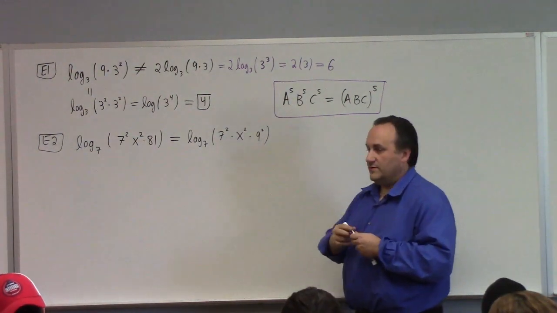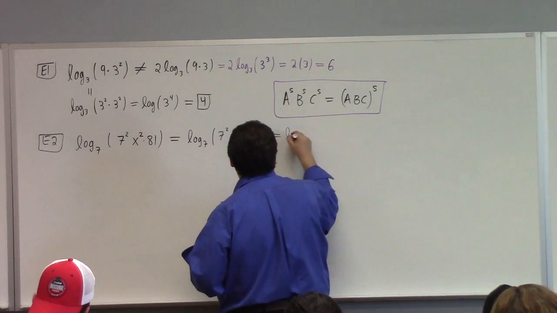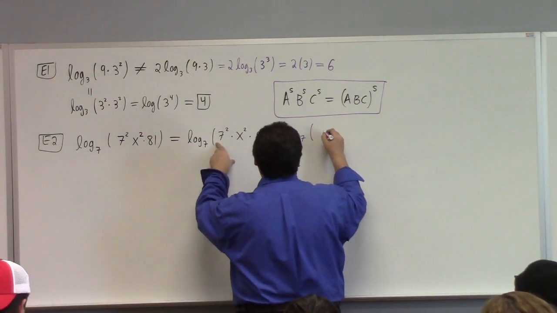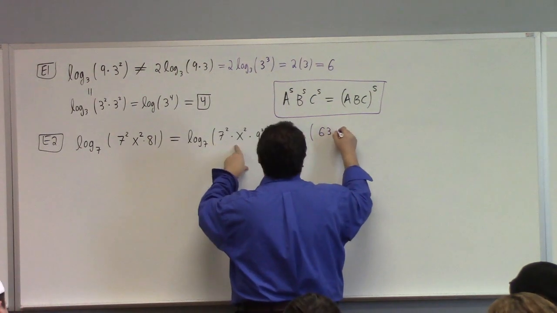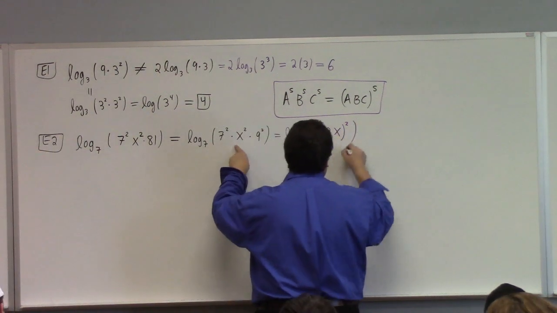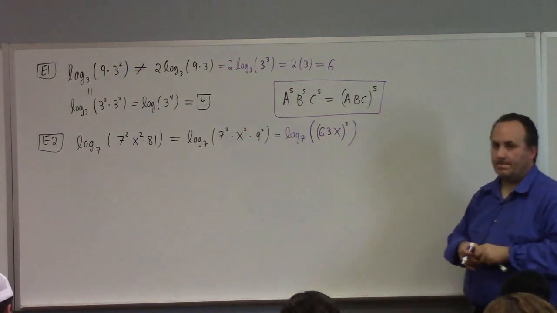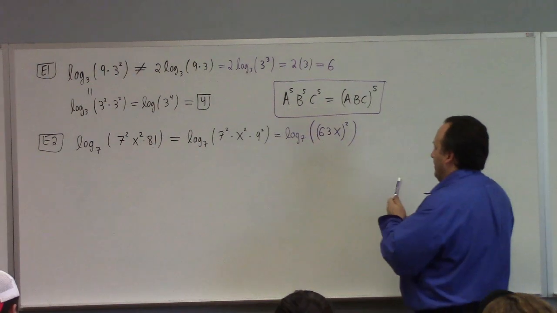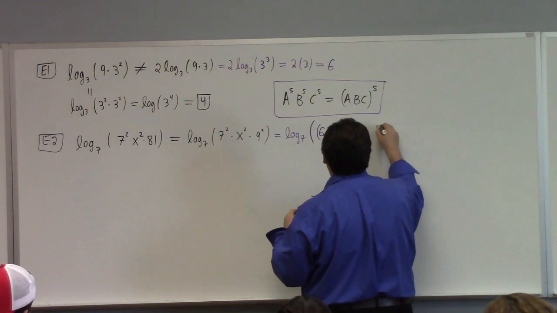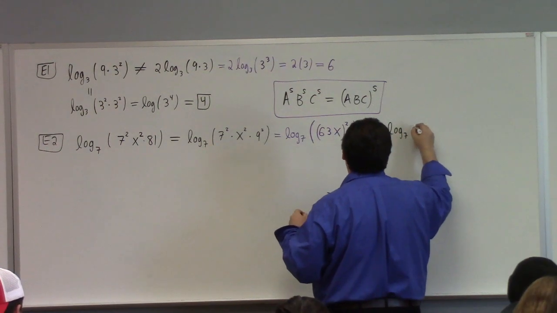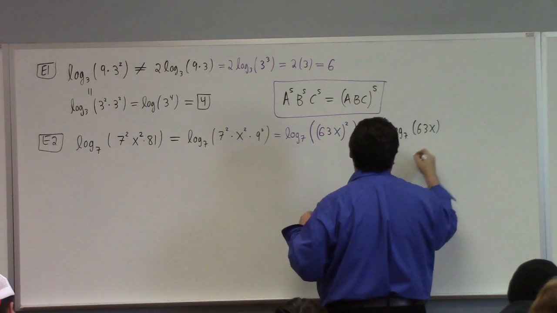2, 2, 2. So this is log base 7 of 9 times 7 is 63. And I've got an x, all of that squared, you see? And then, now that I have the square on everything, I could pull the 2 out. So this would be 2 log base 7 of 63x.